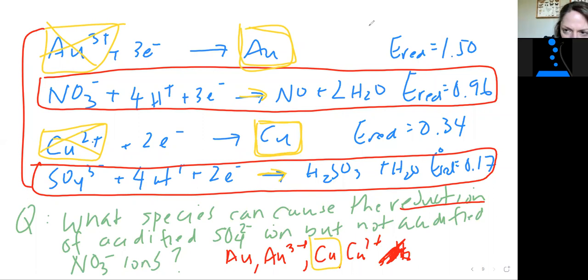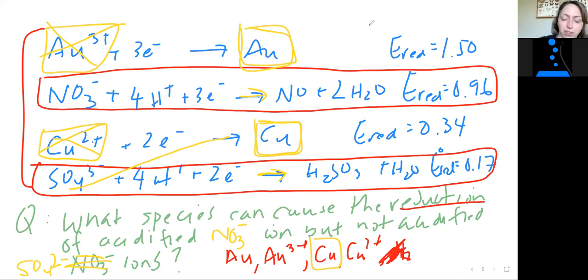By nitrate being reduced, it can cause the oxidation of copper. But by sulfate being reduced, it doesn't have enough potential to cause the oxidation of copper as well. So which species can cause the reduction of... You know what? I got this wrong, I'm sorry. I have to switch those. I had it right the first time. I'm going to change those back.